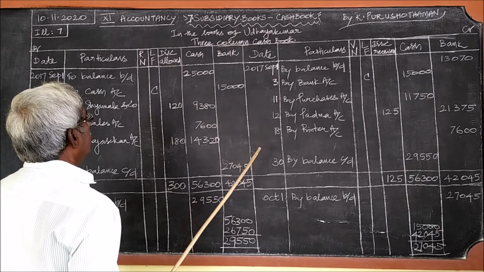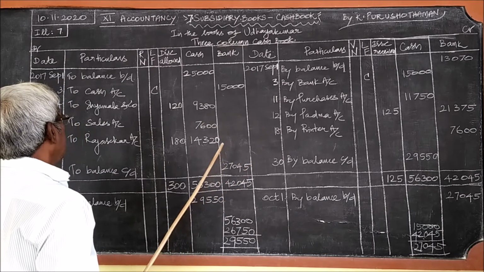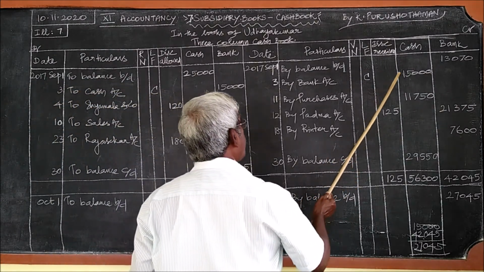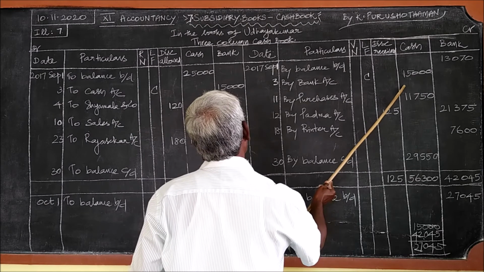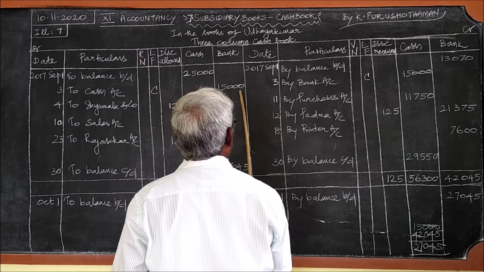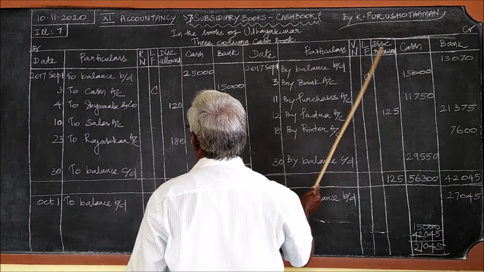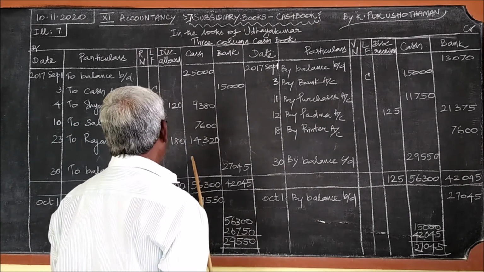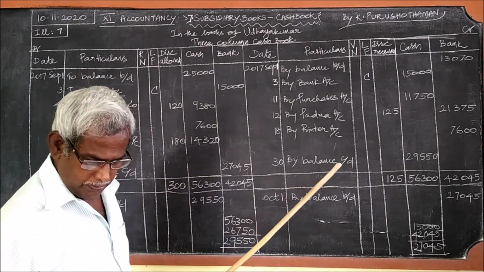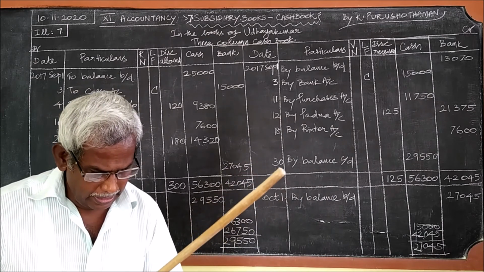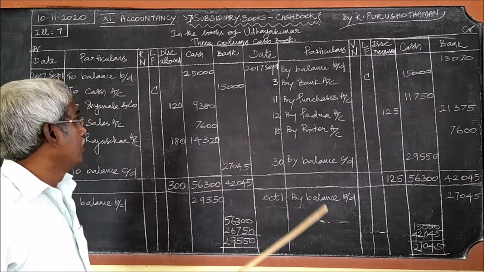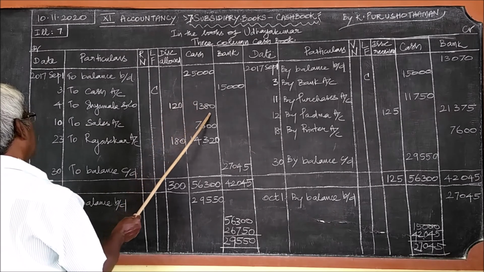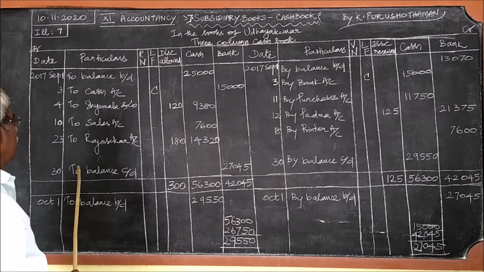Then, what is the next one? Amount is paid into bank. When cash is paid into bank, cash goes out and it comes into the bank. This is what we have done. After 3, on 4th, cash received from Shyamala and Co. So when cash is received, the cash column amount is given and the corresponding discount is in the discount column.